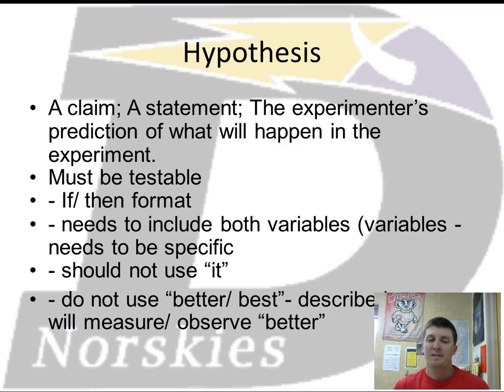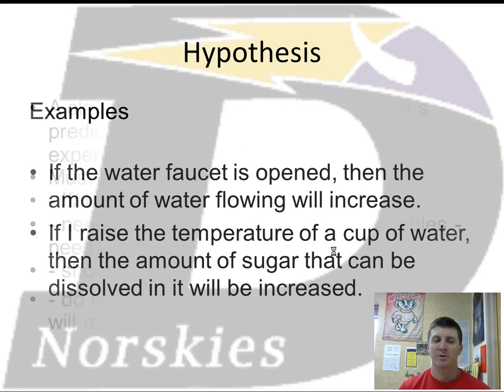These statements must be testable, and how we write them in science class is based off the following format. We write them in an if-then sentence structure. They need to include both variables. They need to be specific. They should not use vague words like it or they or them. And we do not want to use words like better or best because how do you measure those things? What defines better? So a hypothesis is going to be a very specific statement.